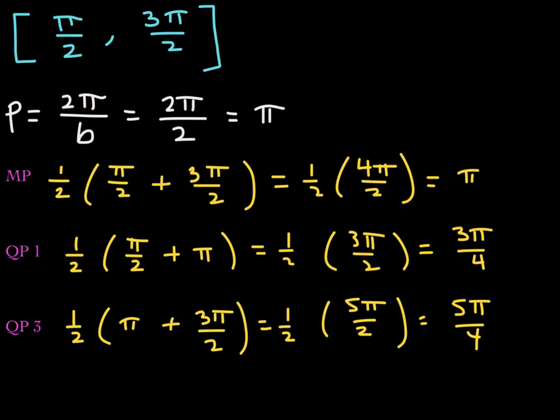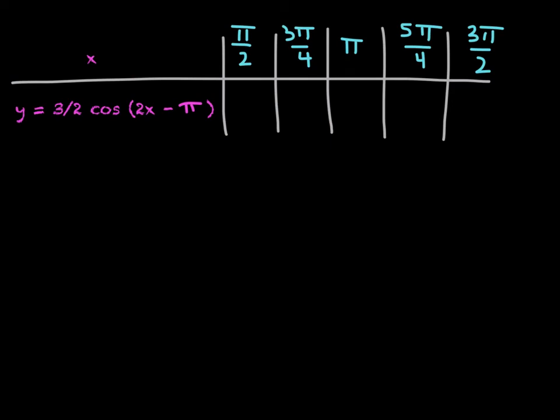Okay, I'm hoping that at this point you're feeling really comfortable finding your quarter points and midpoints. I found here the midpoint to be pi, the first quarter point to be 3 pi over 4, and the third quarter point to be 5 pi over 4. All right, I have our table all set up here, ready to go. Let's go ahead and start plugging things in.